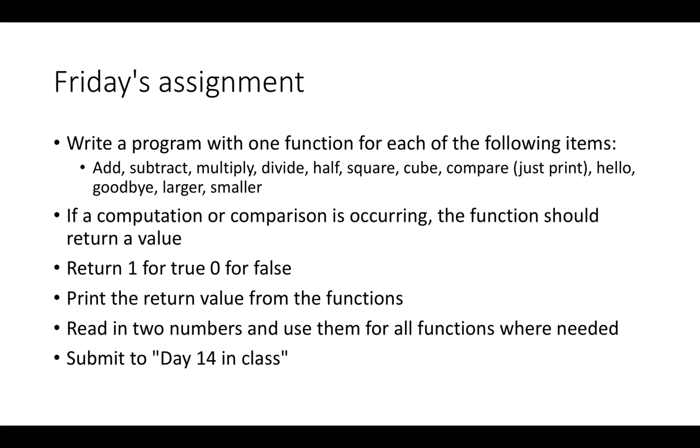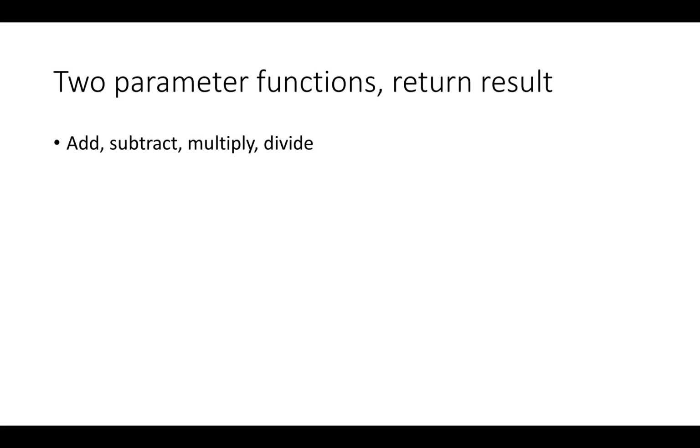So I'm just going to go over Friday's assignment really quick. Recall that we're going to write a bunch of functions. If a computation or comparison is occurring, the function should return a value. Return 1 for true and 0 for false in the event of a comparison, and print the return value from the functions. I'm just going to go through all the different types of functions that we dealt with in this assignment and talk about them a little bit.